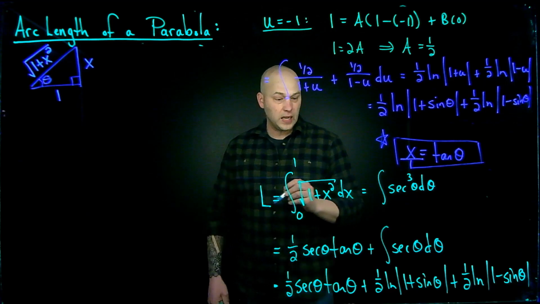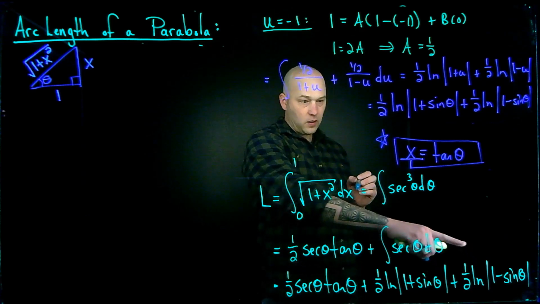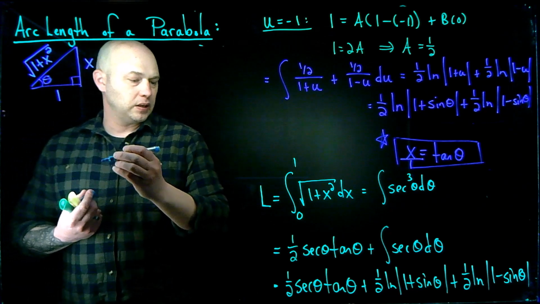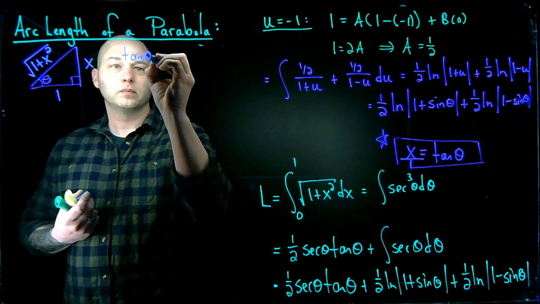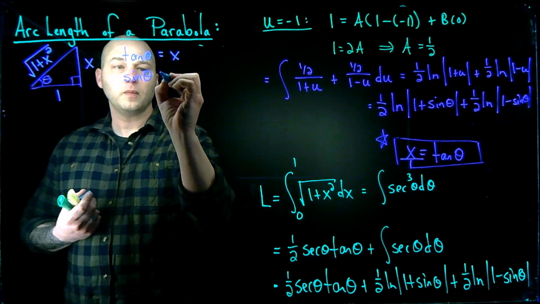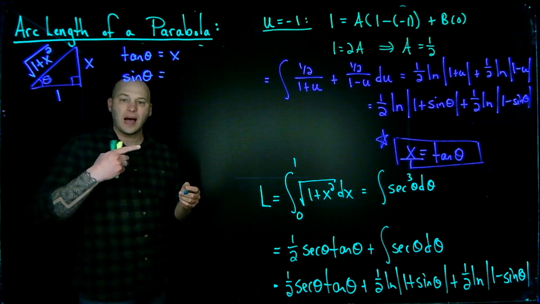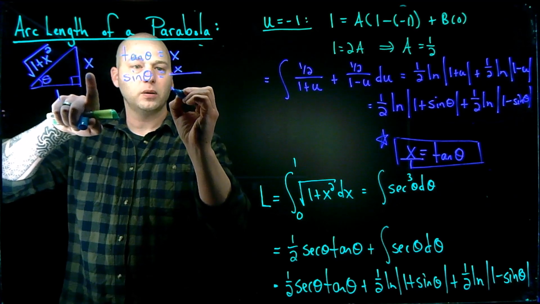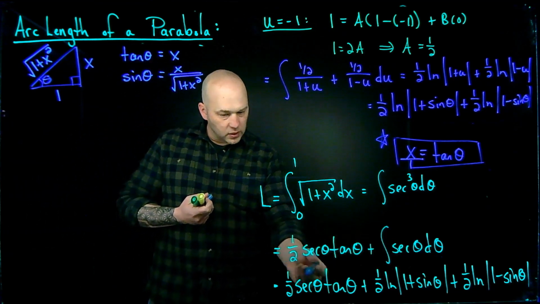All right, well, we need the secant, the tangent, and the sine of theta. Let's go ahead and do that. Of course, we already had tangent, but just for organizational purposes, the tangent of theta is x. The sine of theta, remember sine is the SOH part of SOHCAHTOA, right? So it's opposite over the hypotenuse, right? And we also need the secant.